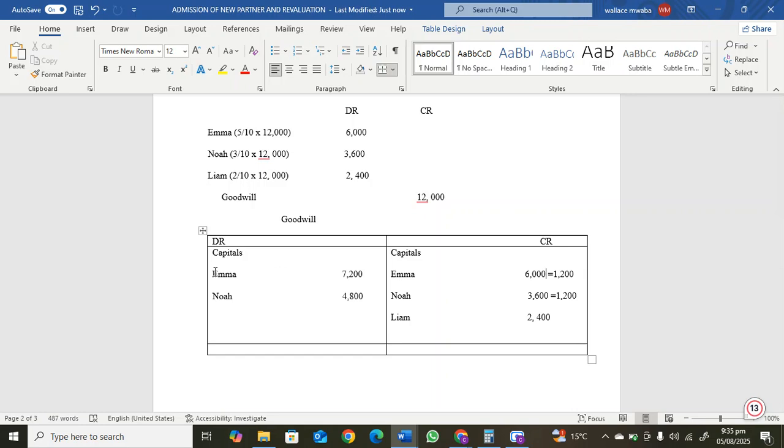Yes, the balances were on the credit side, madam. Yes, because we're writing it off. So as we're writing it off, we need to see how much each partner has to be compensated.